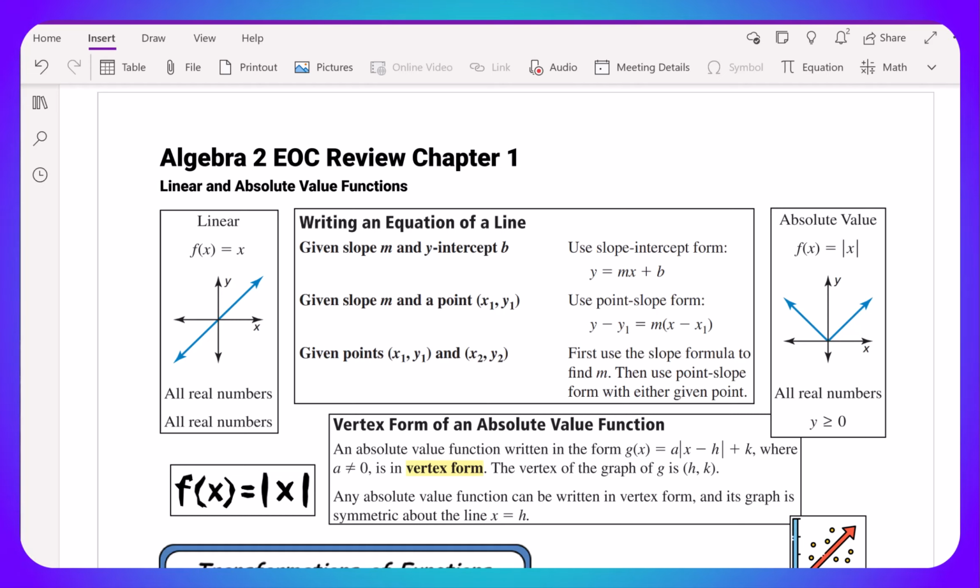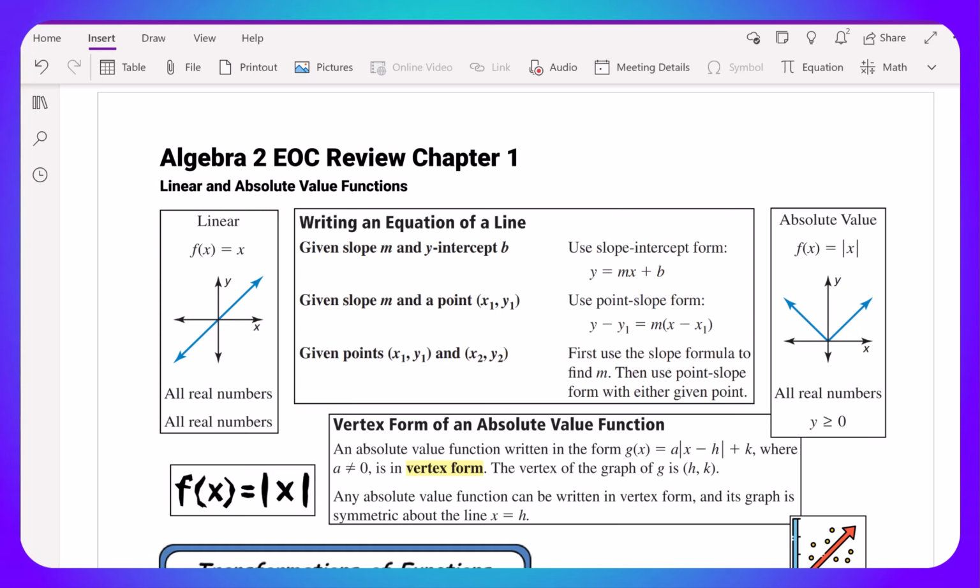am trying to condense weeks of Algebra 2 into a very short video. So keep in mind, I'm trying to hit the high points, and it's impossible to hit everything, and hopefully you remember a lot of the material throughout the school year. But let's get to it.